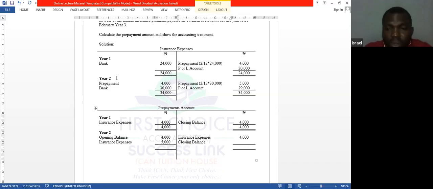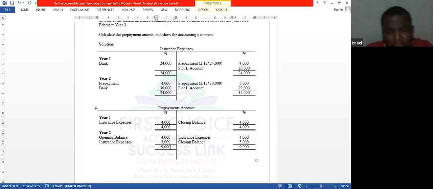We have our closing balance to be 5,000. Now, if we add them together, it will give us 9,000. The other side also will give us 9,000. So it means that we are good to go.